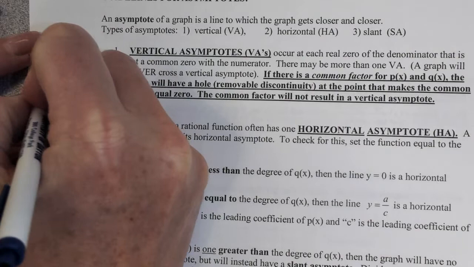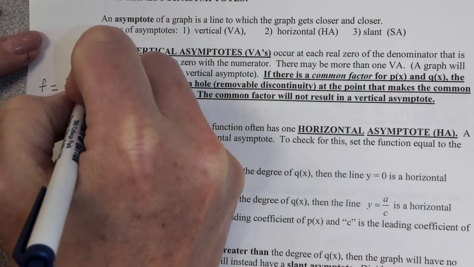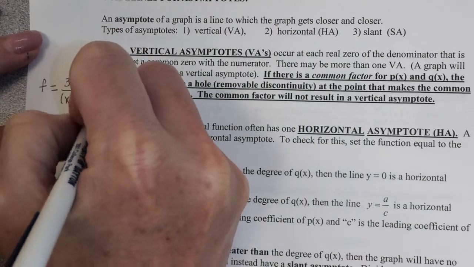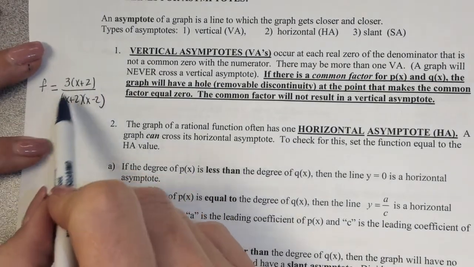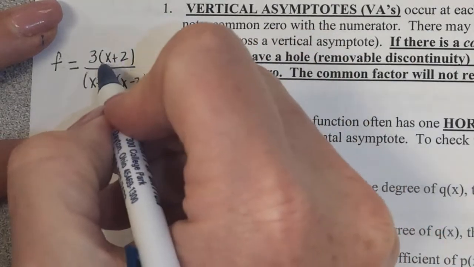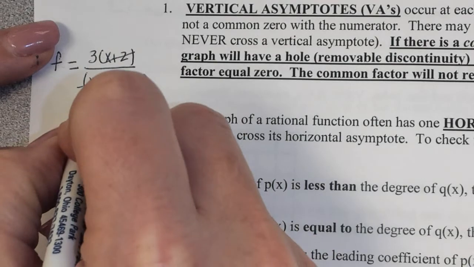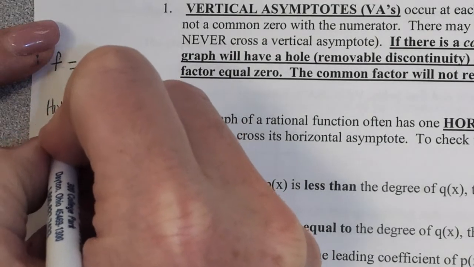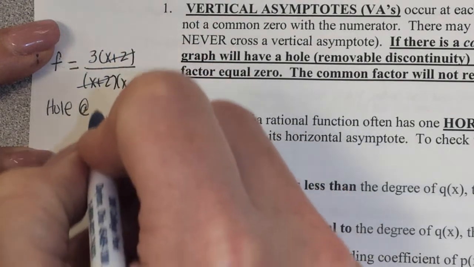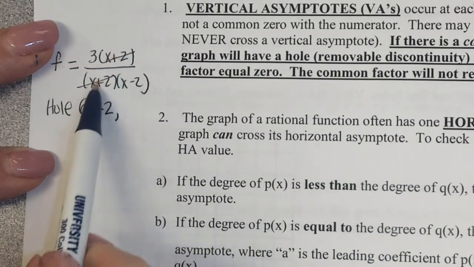So let's say our function, we've already factored it. Let's say it's like 3 times x plus 2 over x plus 2, x minus 2. See how we have a common factor right here of x plus 2? What that means then is that these two would cancel out. This does not give us a vertical asymptote. Instead, we would have a hole at x equals negative 2. And negative 2, the reason for that is that's what's going to make that 0.